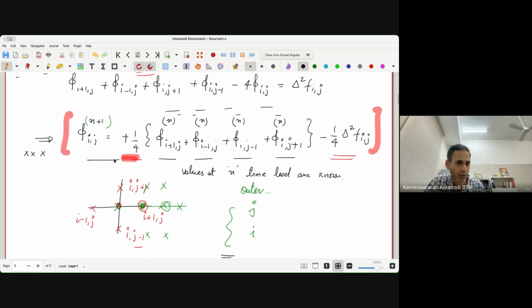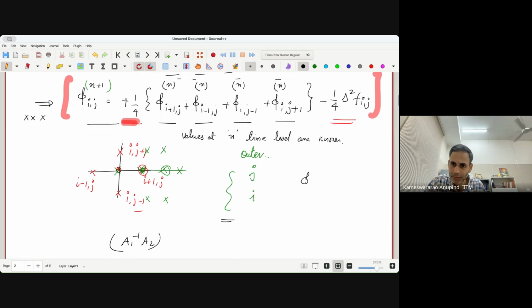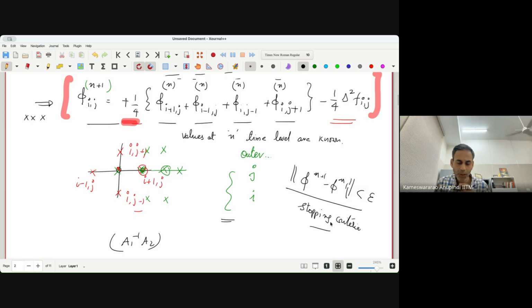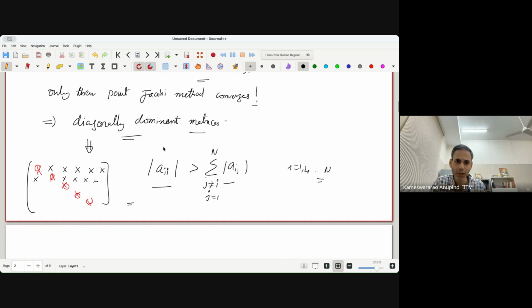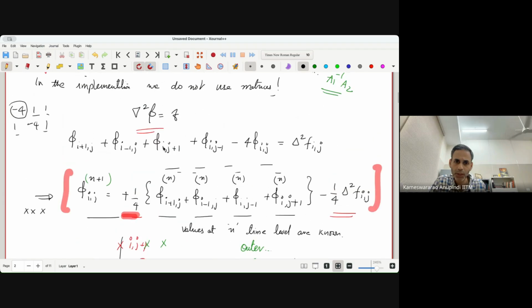And when are you going to stop? You're going to stop when phi at n plus 1 minus phi at n, in some norm, is less than some tolerance. That is your stopping criteria. You're going to stop at that point. Fine. Maybe it will be clear when we do some numerical problems, but if you have any questions, feel free to stop me.